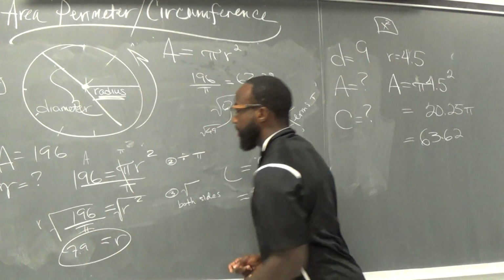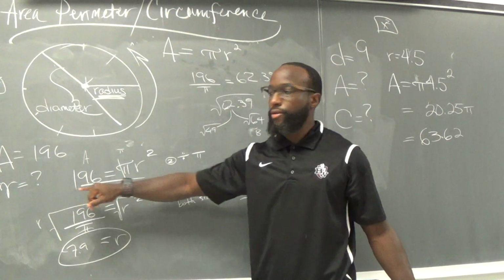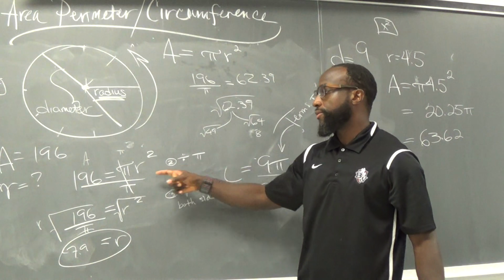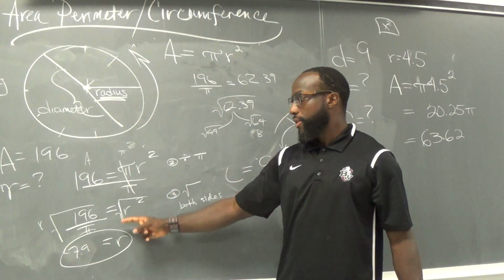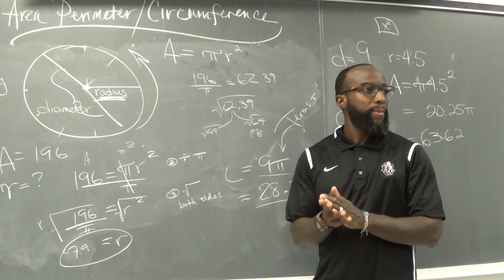But yeah, so what you do is you gotta write the problem out, plug in what they give you. Then we start to isolate, get r by itself. So you divided both sides by pi. Then you took the square root of both sides, right? All right. Any questions?